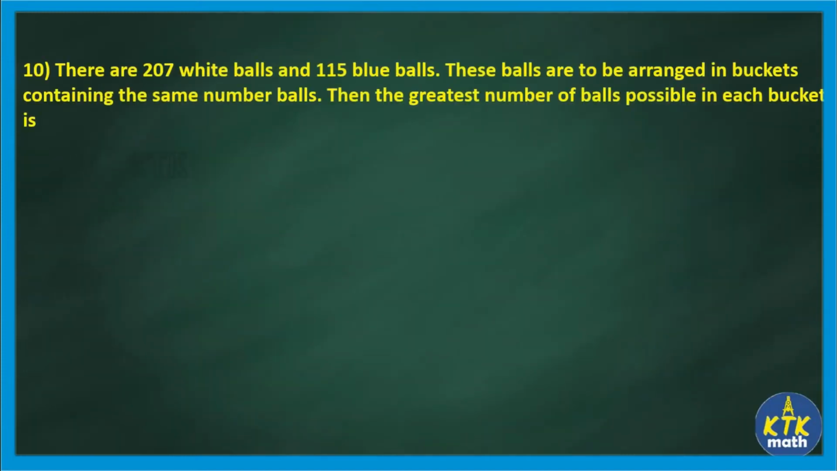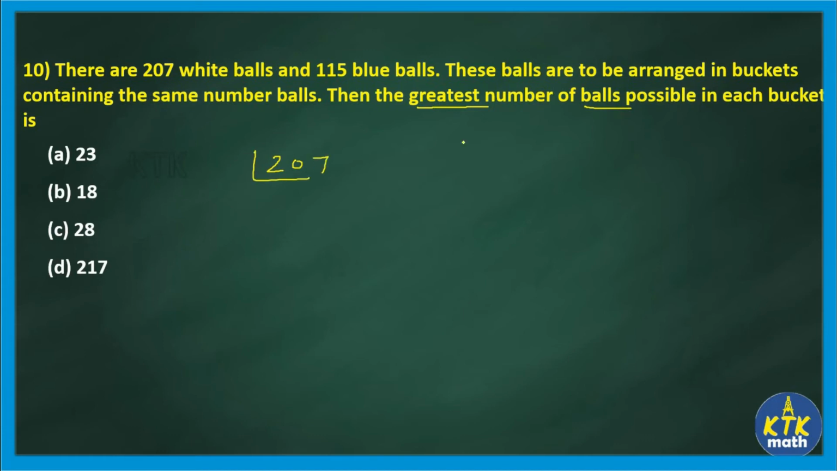Question number 10. There are 207 white balls and 115 blue balls. These balls are to be arranged in buckets containing the same number of balls. Then the greatest number of balls possible in each bucket is. So they are going to keep the greatest number of balls, that is, in each bucket, how many balls they can keep, which is the greatest number there. So it's a very simple concept. You are going to find the HCF.